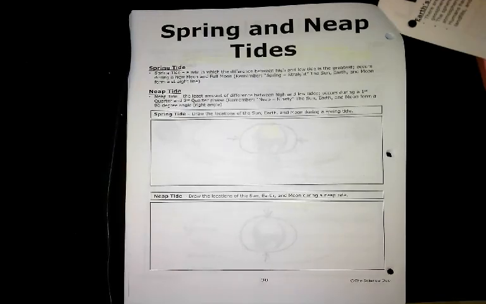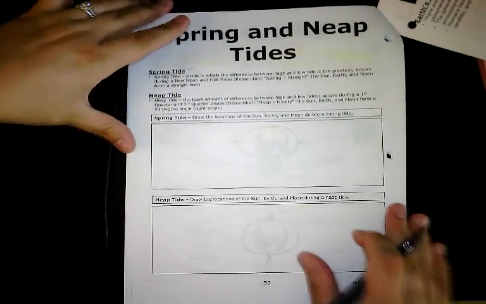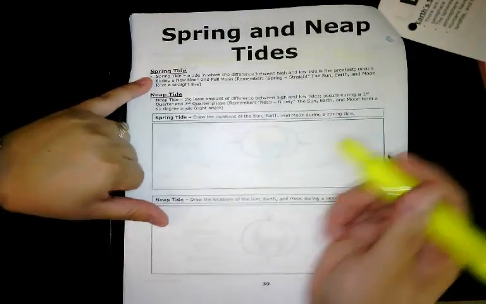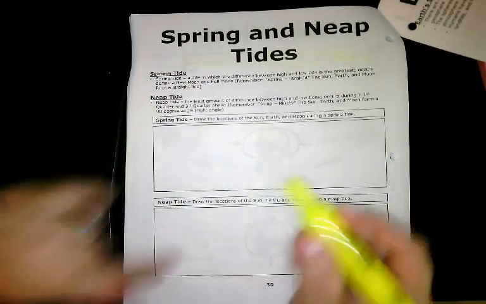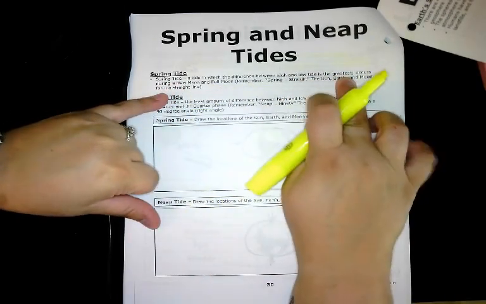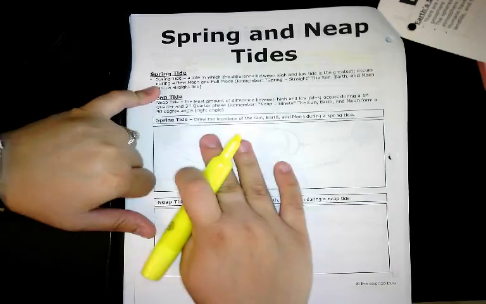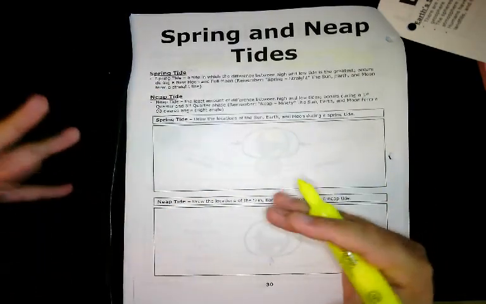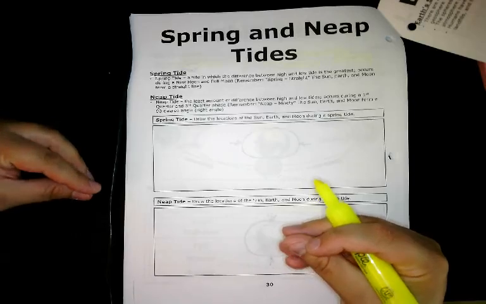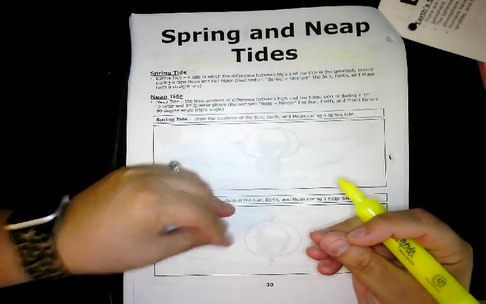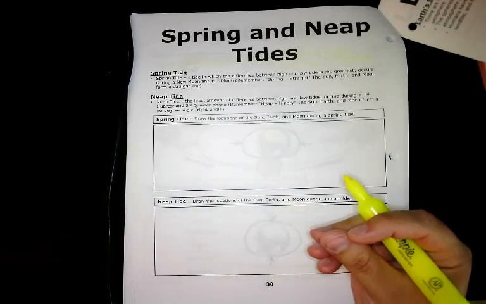So, spring tides, remember we have some ways to remember this, so this is going to help us. Spring tide is when the difference between the high tide and the low tide is the greatest. That means it pulls the most. It is the strongest. Remember we said spring, straight, strong. SSS. Spring, straight, strong, right?